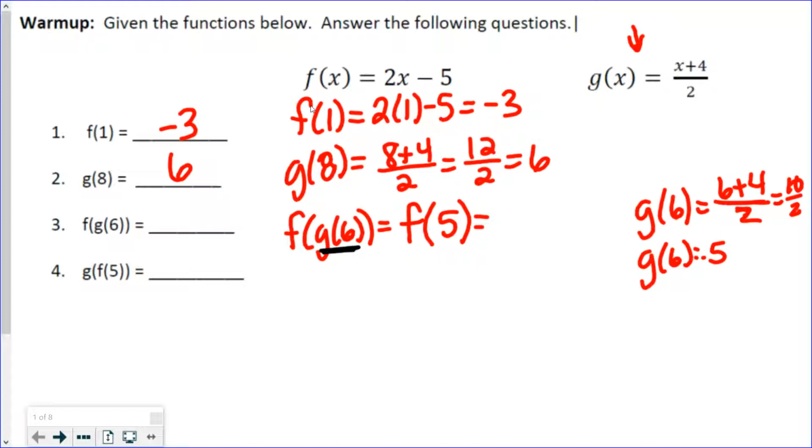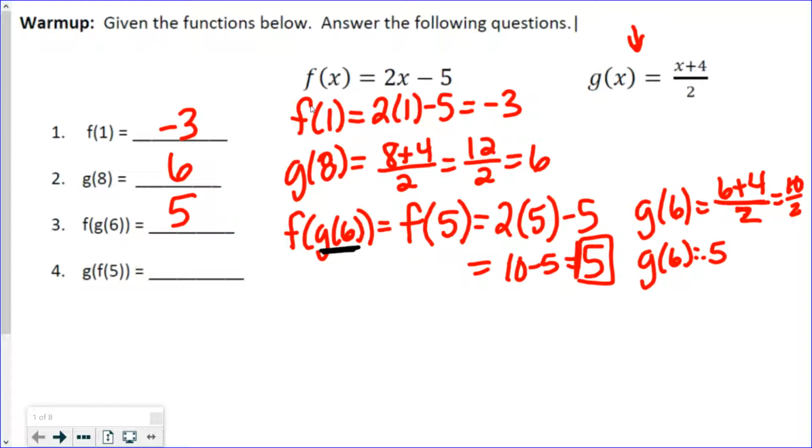And now I'm taking 5 and plugging it into f of x, just like I did up here with the 1, I'm now doing it with a 5. So 2 times 5 minus 5, sorry, wrong position. 2 times 5 minus 5, so now I've got my parentheses in the right place. 2 times 5 is 10 minus 5, so f of 5 is 5. So f of g of 6 is, in the end, 5.